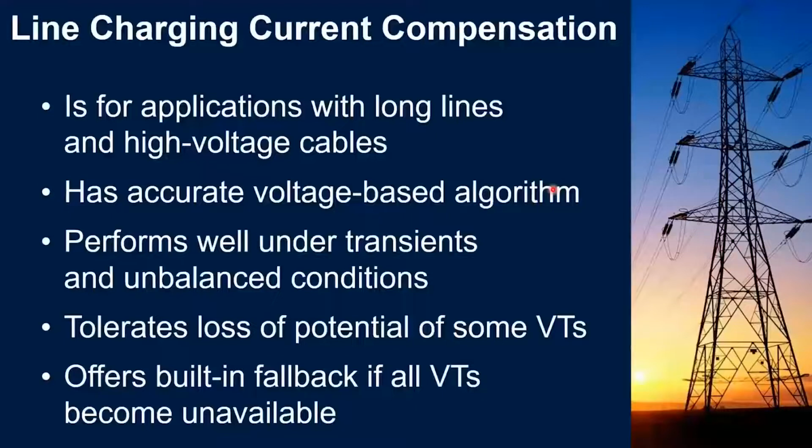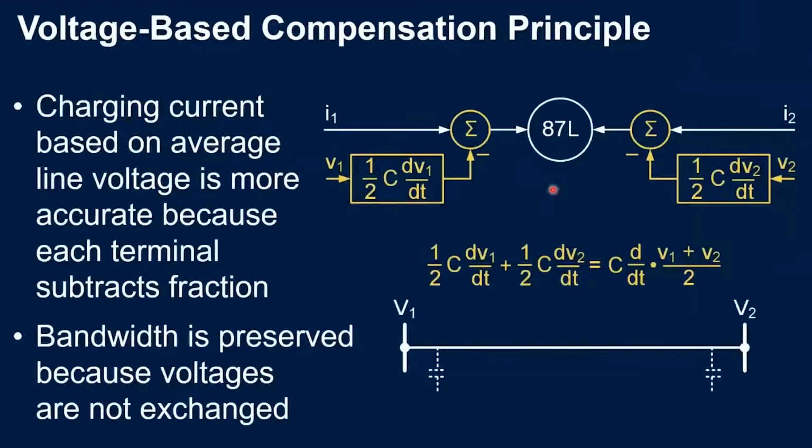We'll see in detail how it's done, but basically what we do is calculate that charging current and subtract it from the actual current that the relay is reading, okay? So the charging current calculation is based on the average line voltage. This is more accurate because each terminal subtracts a fraction of the charging current. The bandwidth is preserved because here we don't need to exchange voltages through the communication channel, okay?